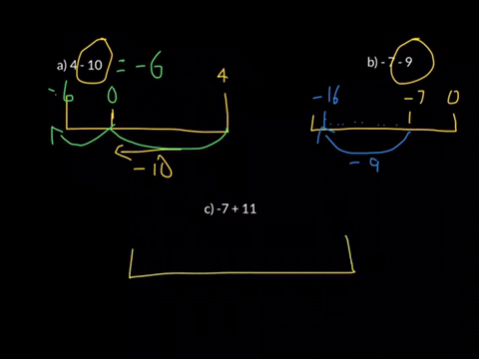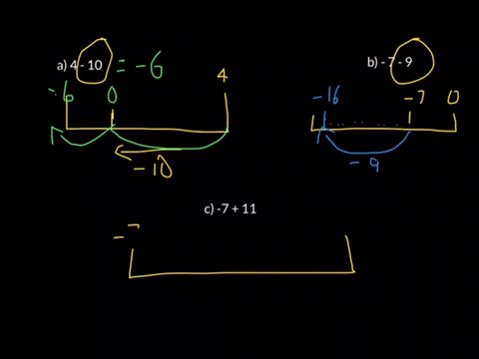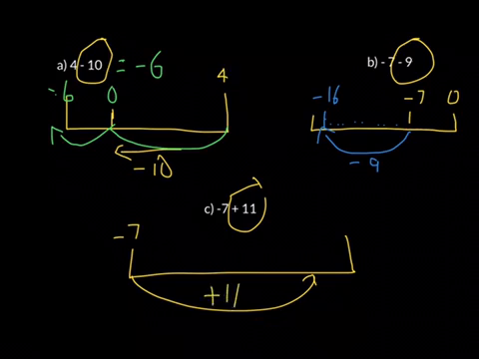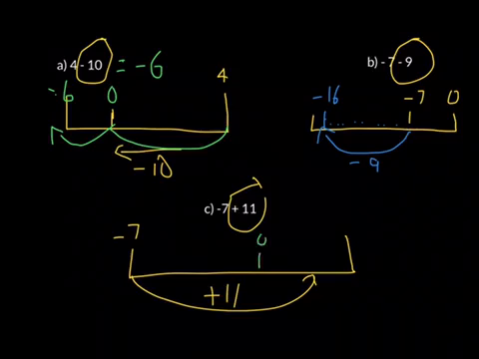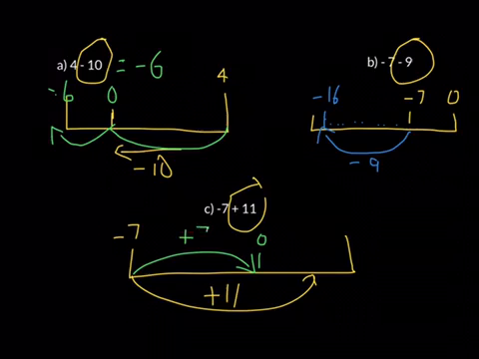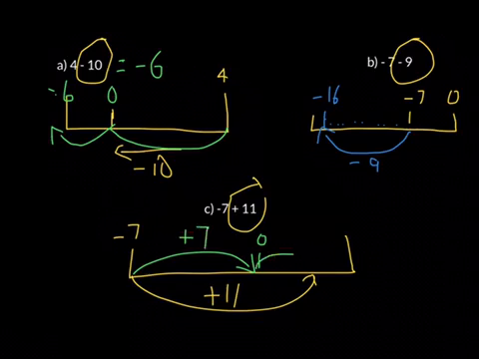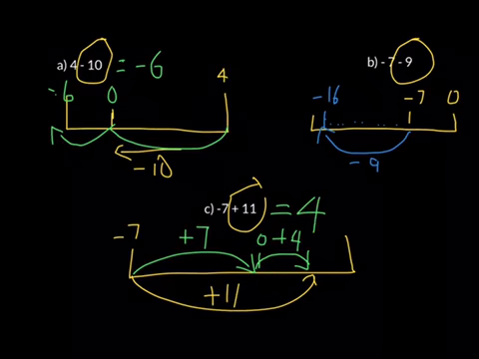Last one. We're starting at negative 7 and then we're adding 11. So we're going to add 11 in the positive direction. So we add 11, we're clearly going to go past 0. It takes us adding 7 to get to 0. So then it is another 4 left over to add. So negative 7 plus 11 is equal to 4.